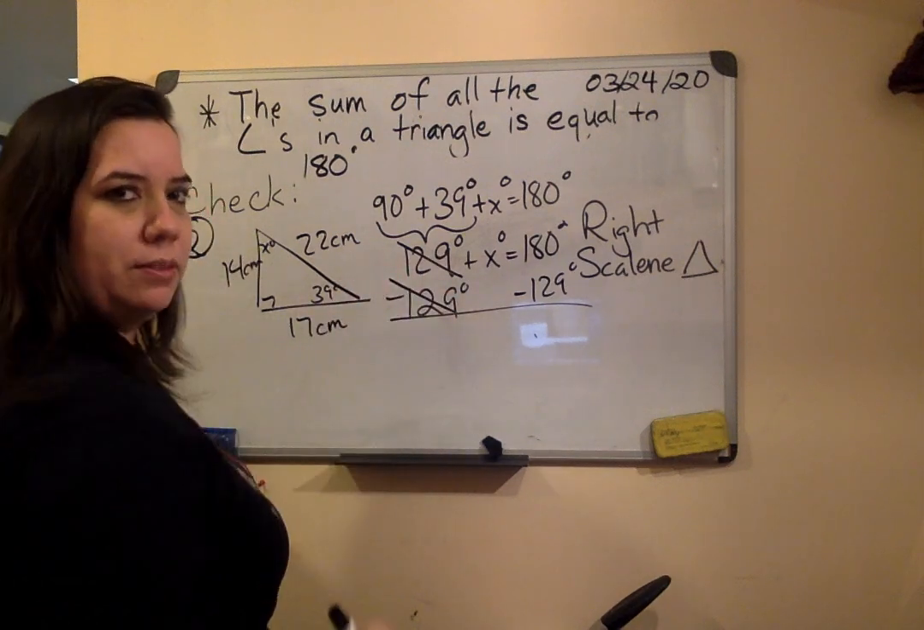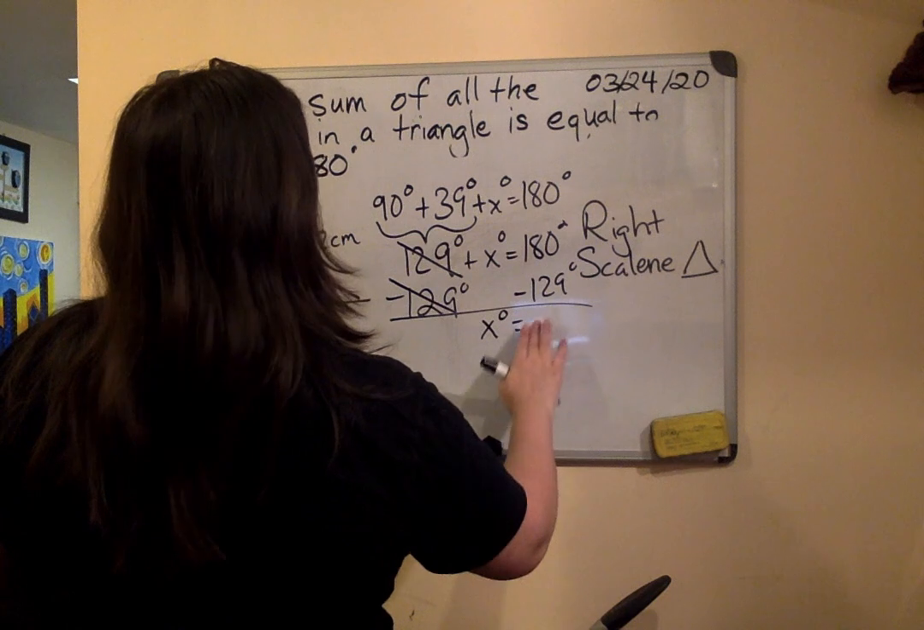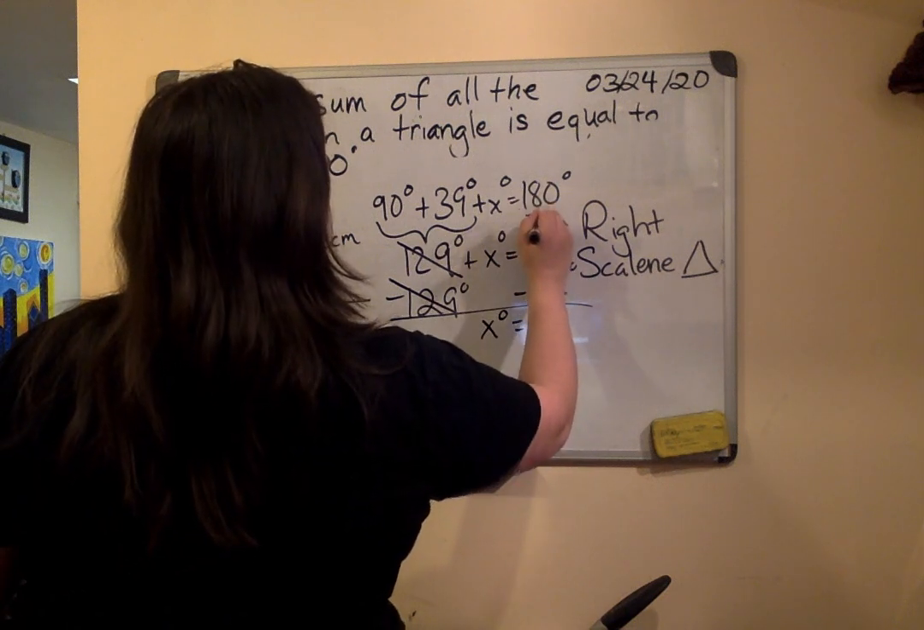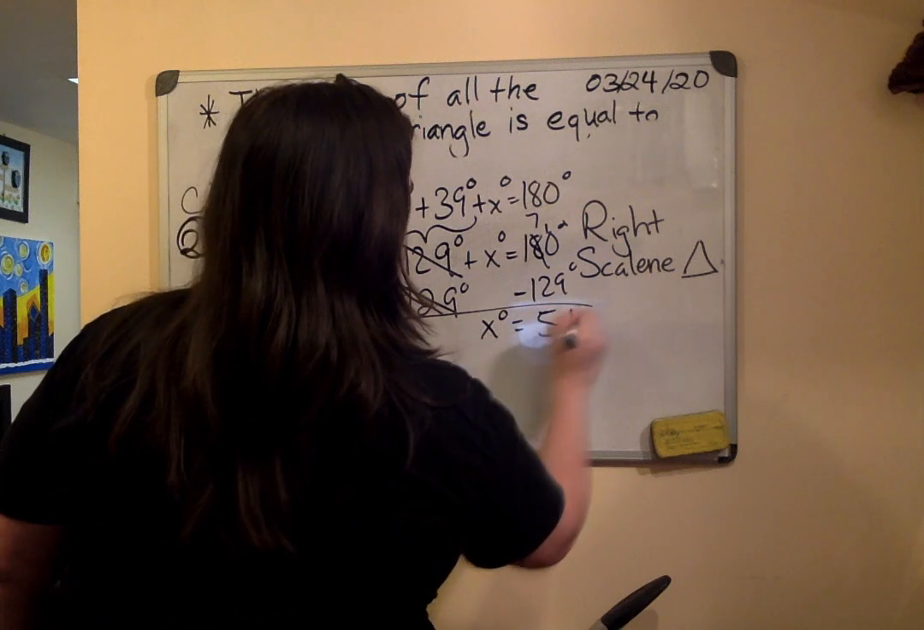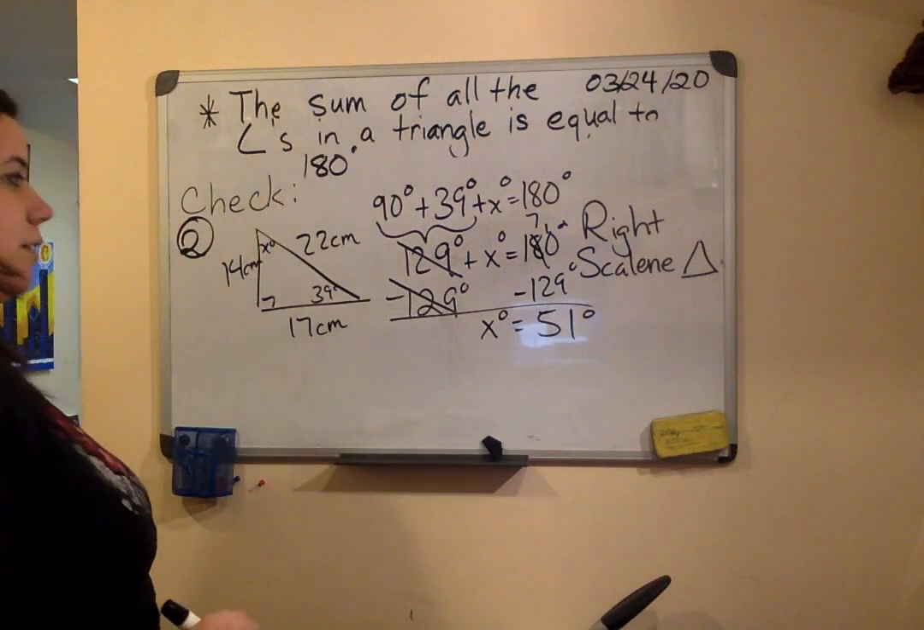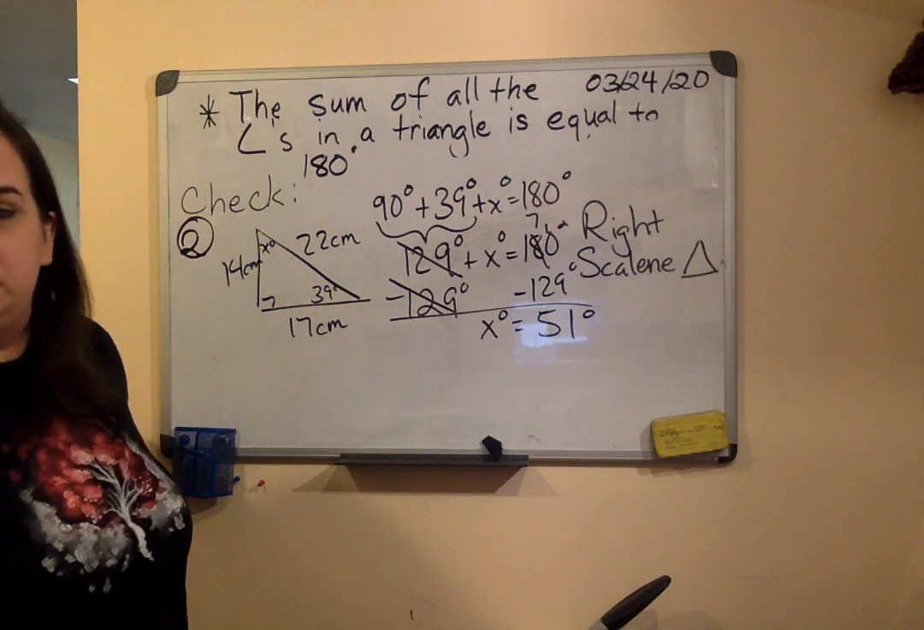129 gets canceled out. That leaves me with x degrees. 0 minus 9 can't do, so 8 becomes 7. 10 minus 9 is 1. 7 minus 2 is 5. 51 degrees. x equals 51 degrees. And that's all the work you need for number 2.